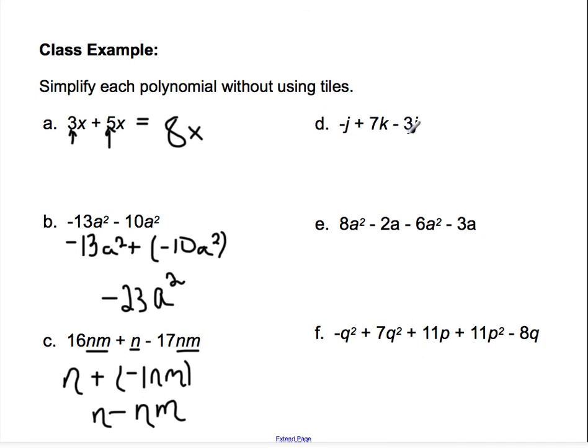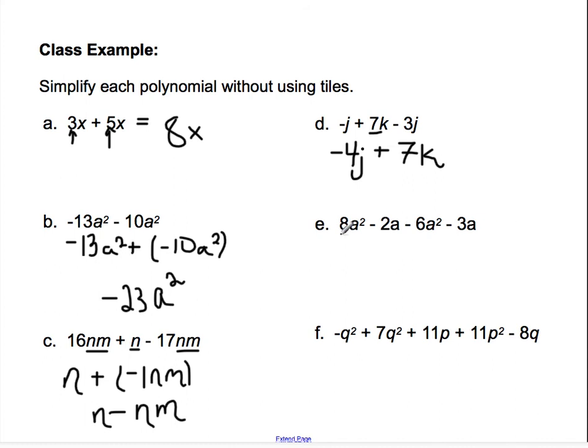So up here, again, we don't have like terms. Here we have a K, and we have J's there. So we have negative 1J, and we have negative 3J, so we have negative 4J. If you're having problems with that, you can think of them as tiles. I have 1 black tile, and I have 3 more black tiles, so I have 4 black tiles. And then the 7K doesn't have any partner to go with. It's just on its own. So 7K.